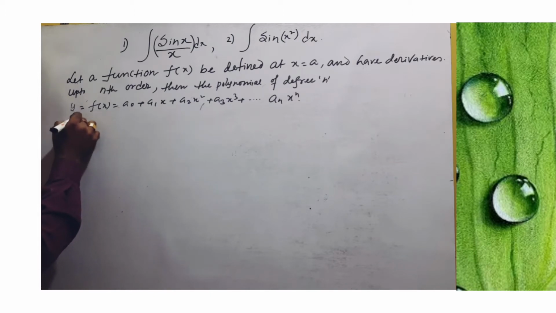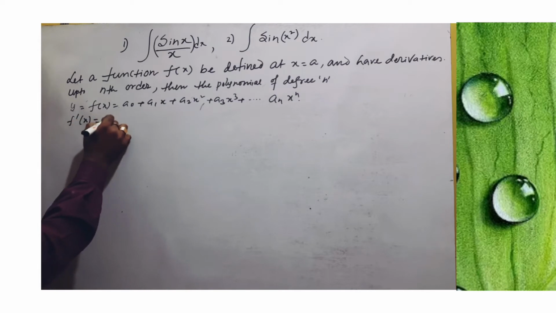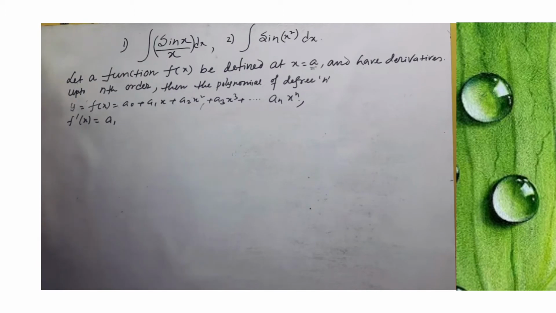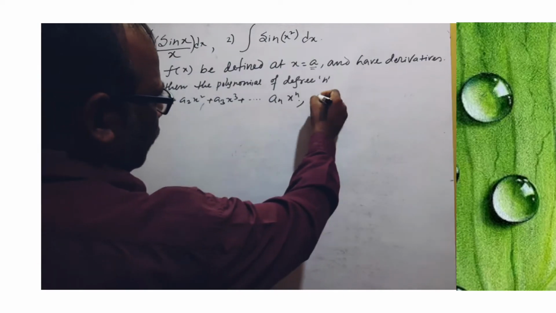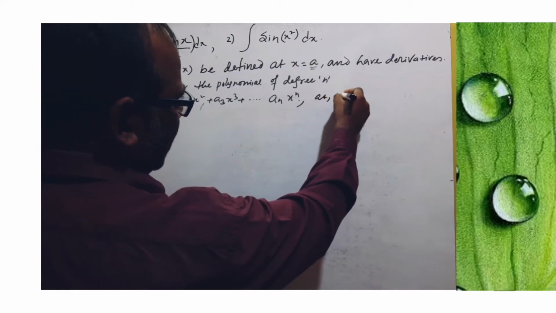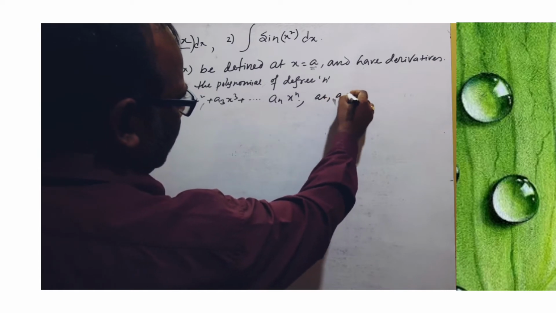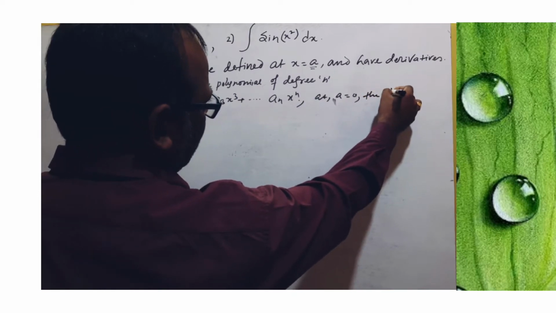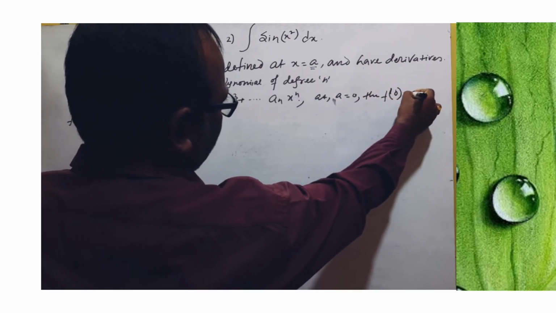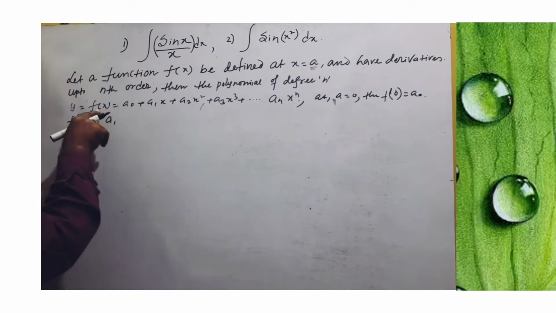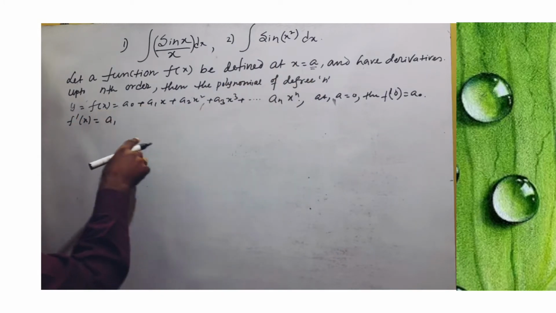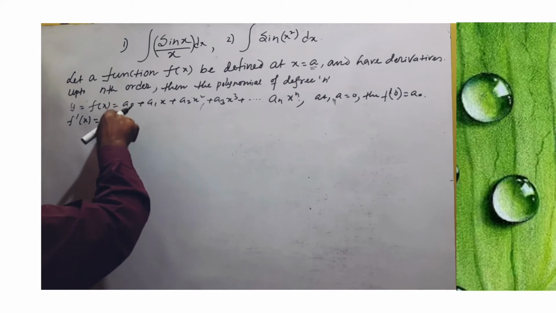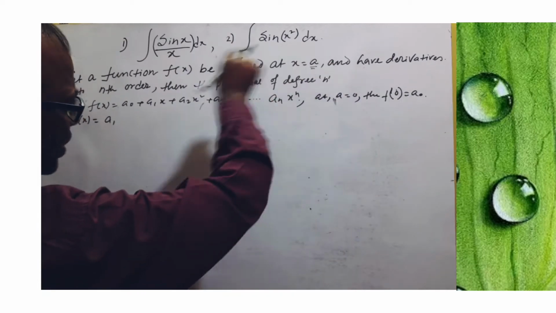First, to differentiate. I am using here the point a equal to 0. Then f of 0 is equal to a naught. Putting 0, all the remaining terms are 0 as the powers are in ascending order, so only the term free from x remains, so we get a naught. So f of 0 means a naught.